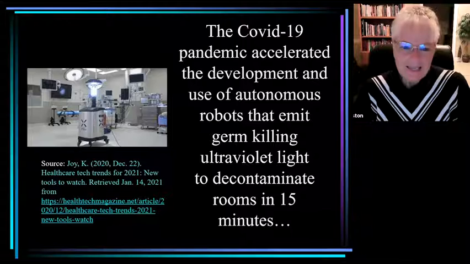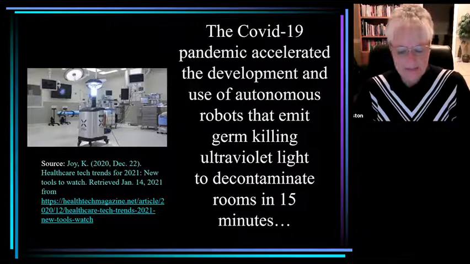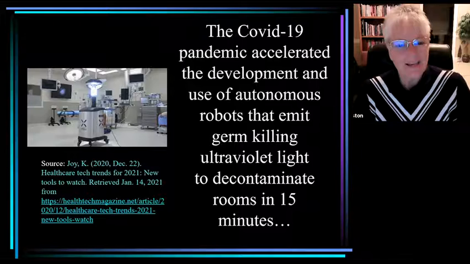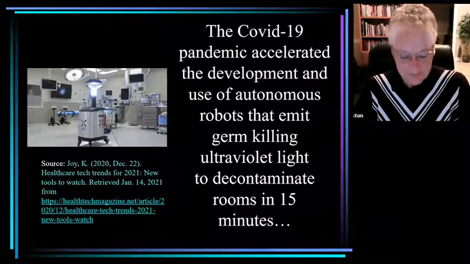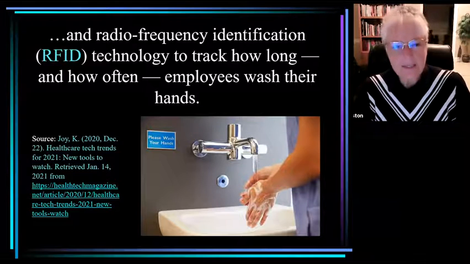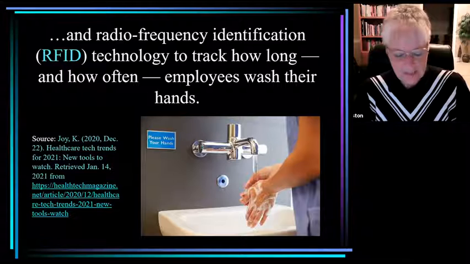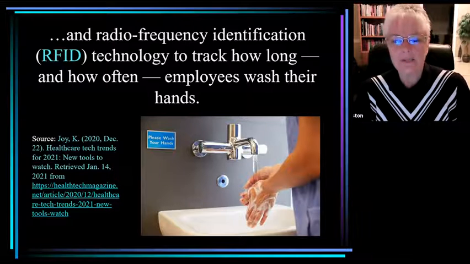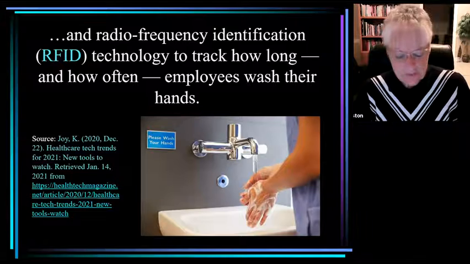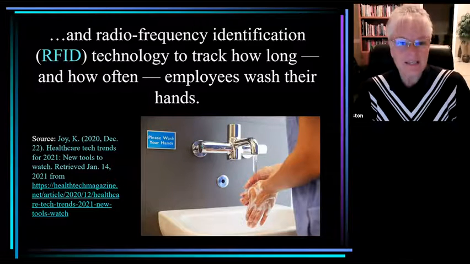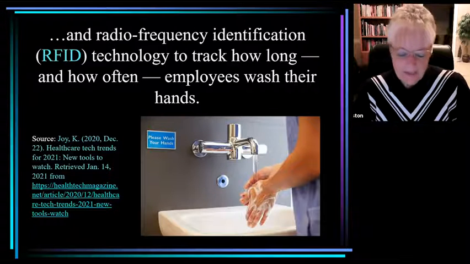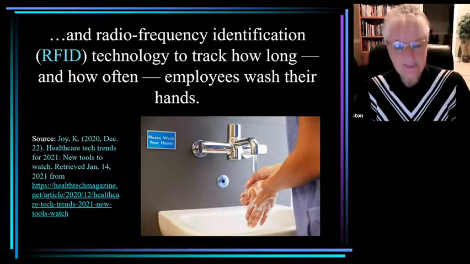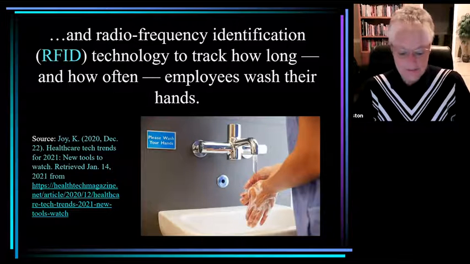Certainly, the COVID pandemic, again, has had an impact on some of the newest areas of robotics. For example, the development and use of autonomous robots that are using that germ-killing ultraviolet light to decontaminate rooms in 15 minutes. We also know that the pandemic really accelerated the use of RFID technology. For example, one of the most common applications we saw as a result of the pandemic is tracking how long employees wash their hands and how often. We can do this just by putting in an RFID technology device at the sink that can read an employee's healthcare badge or some kind of a tag on their name tag. So leadership teams can then use that information to track the washing of hands.